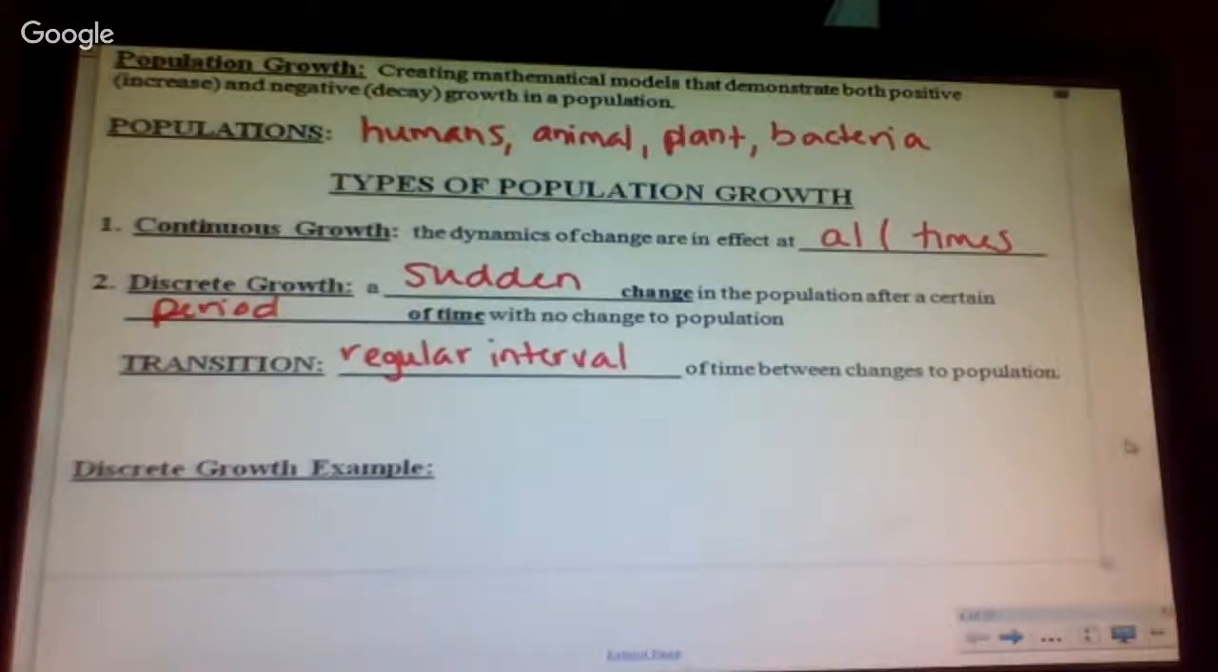This is the regular interval of time between changes to the population. So how often is this happening? We talked about this when we talked about Leslie matrices. Is it happening every 6 months? Is it happening every 2 years? How often is it happening? So for a discrete growth example, we talked about the baby boomers.